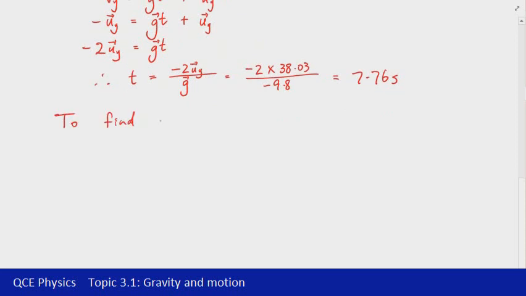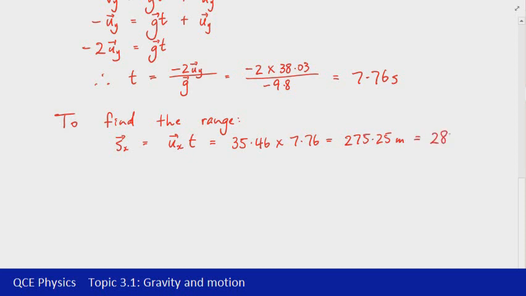And that's just finding that horizontal displacement. So to find the range, Sx is going to be equal to Ux multiplied by t, and Ux was 35.46, multiplied by that time 7.76, and we get a value of 275.25, and then rounding to the correct number of significant figures, that would be 280 meters, so to two significant figures. So there's the range of the golf ball in that particular scenario.